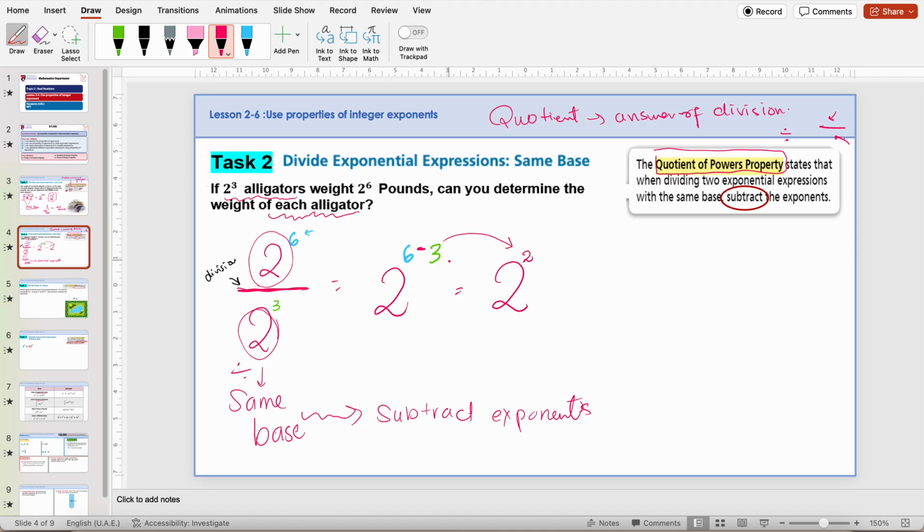So you only need to subtract, okay? That's it. So if you have division, you can subtract. If you have multiplication, you can add. What's the condition? They should have same base. And what do we add and subtract? We add and subtract the exponents.